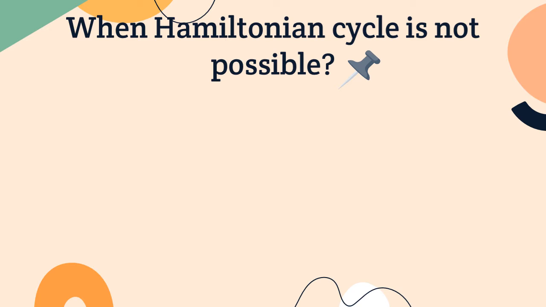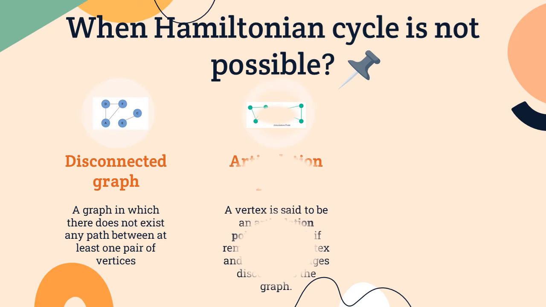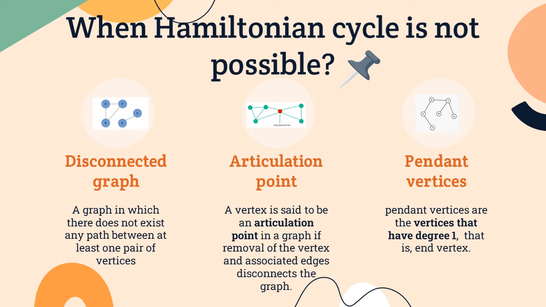Here is some additional information on when a Hamiltonian cycle is not possible. The first case is if a graph is disconnected, that is, there does not exist any path between at least one pair of vertices. The second case is a graph containing an articulation point, where if that particular vertex and its associated edges are removed, it becomes a disconnected graph. The third case is a graph containing pendant vertices, that is, a vertex having degree 1, which is an end vertex.